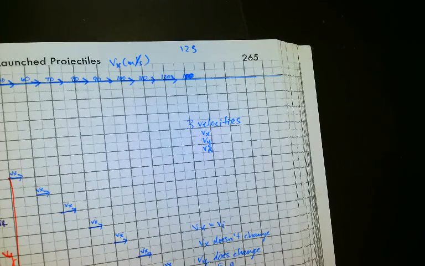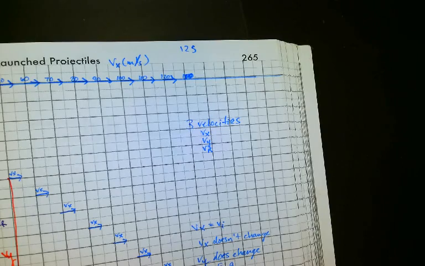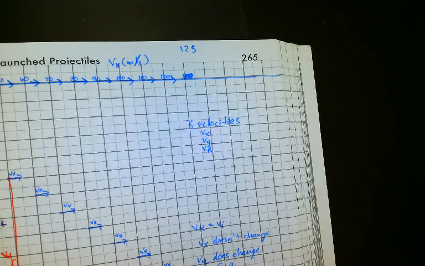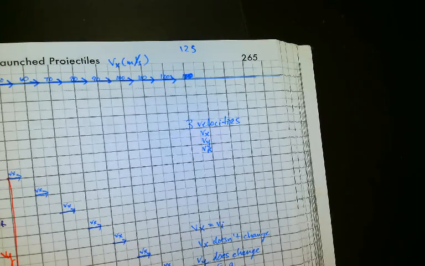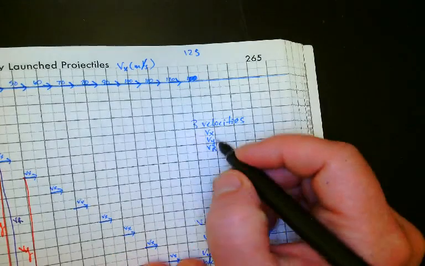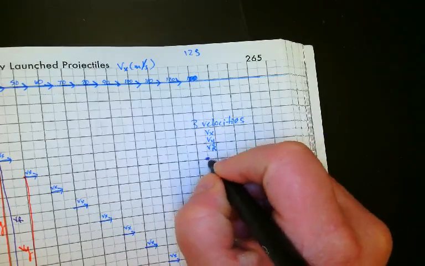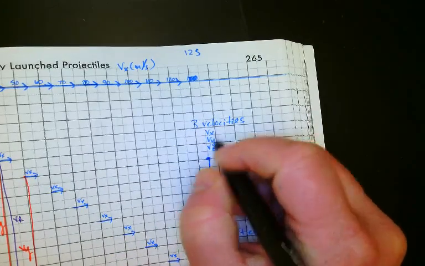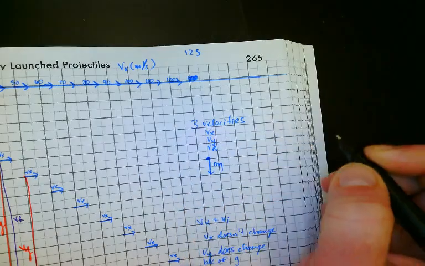So what are the rules for horizontally launched projectiles? There has to be a force. So what is the force that's causing them to move? This is a force diagram for a horizontally launched projectile. Just gravity. So mg is our force diagram for these.